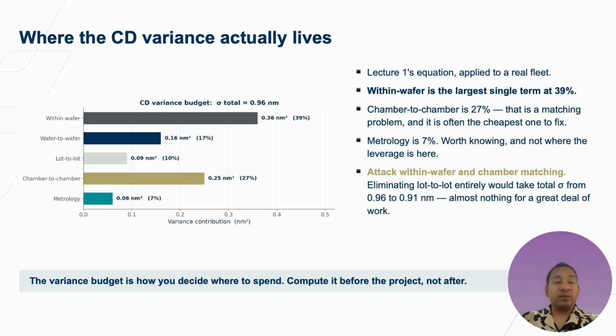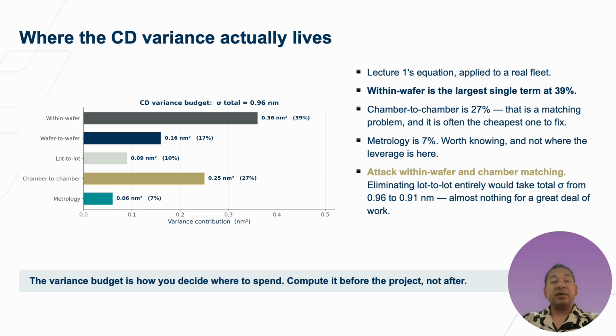Here is lecture 1's variance equation applied to a real CD fleet. Within the wafer is the largest single term at 39%. Chamber to chamber is 27%, chamber to wafer to wafer is 17, lot to lot is 10, and metrology 7. Where would you spend? Within wafer and the chamber matching, obviously. Together they are 2/3 of the variance. The chamber matching is often the cheaper of the two because it is a calibration and tune problem rather than a hardware problem. Now the counter example.